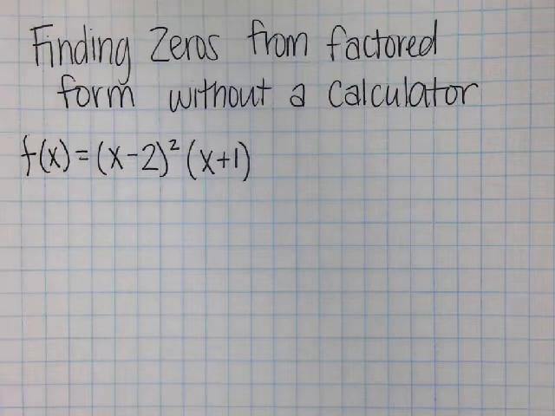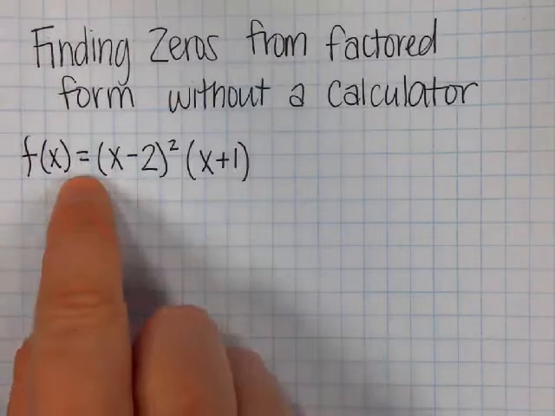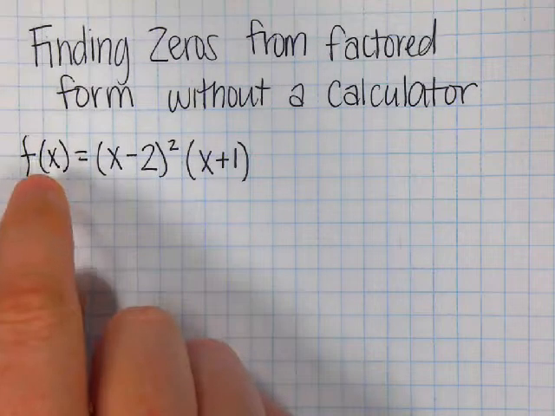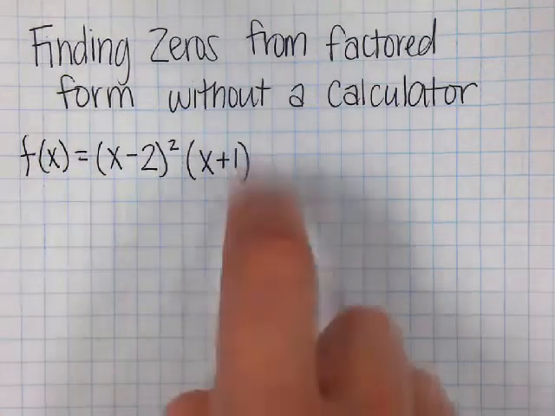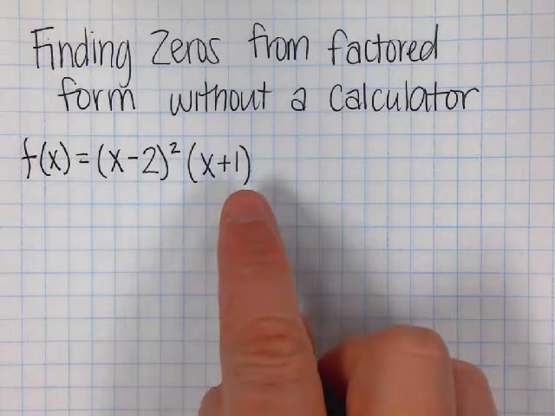Finding zeros from factored form without a calculator. Remember, zeros is when the equation is equal to 0, or when your y is 0 because it hasn't moved up or down any. It's just on the x-axis. So remember, those are your zeros.